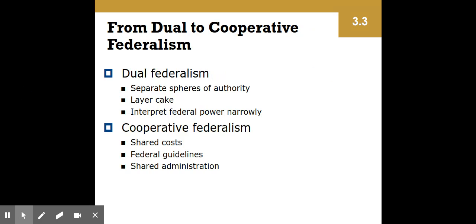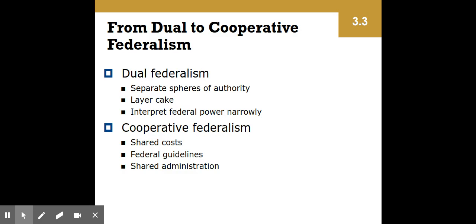Dual federalism is when there's separate spheres of authority, or kind of like a layer cake, if you can imagine that graphed out in your mind. So basically, in that sense, national power, the federal power, is interpreted quite narrowly, and it's funneled down throughout the rest of the system to the states and local government.